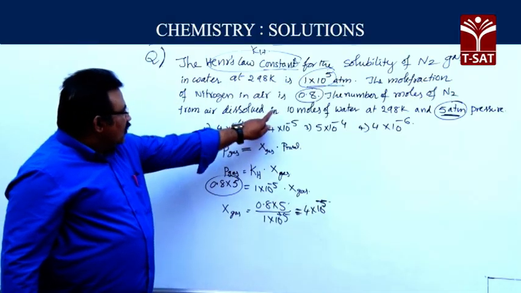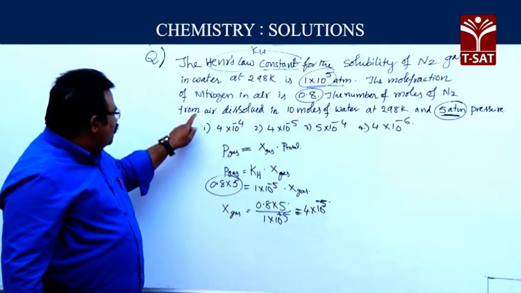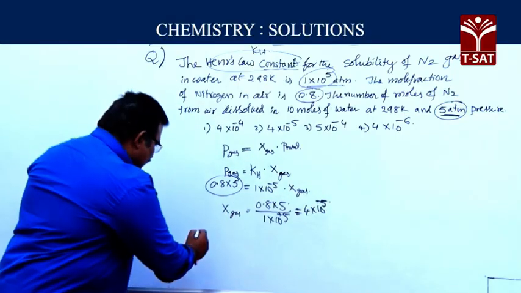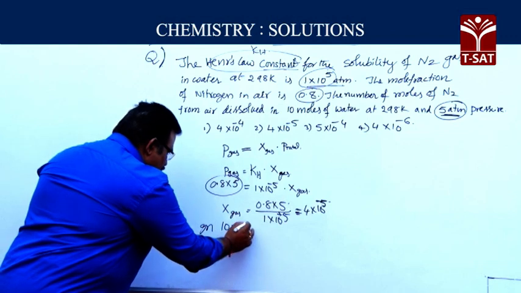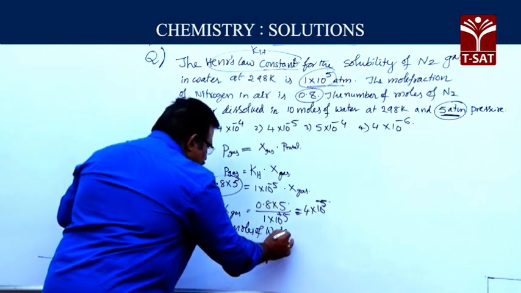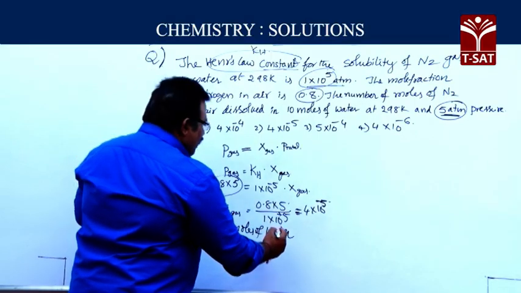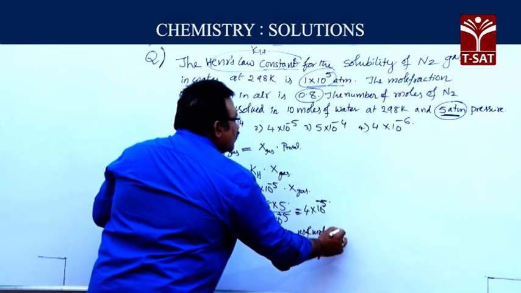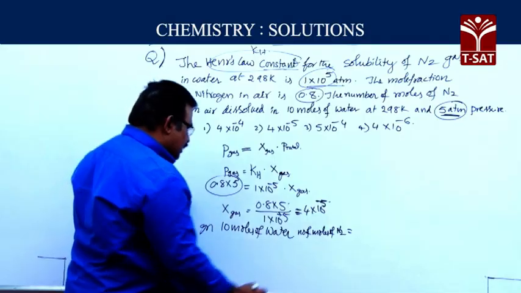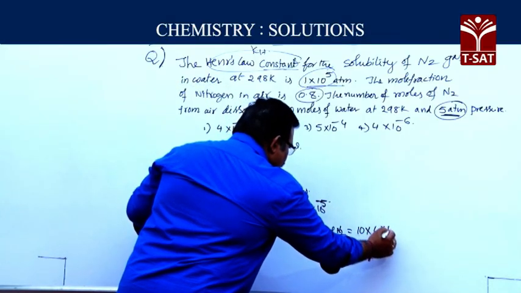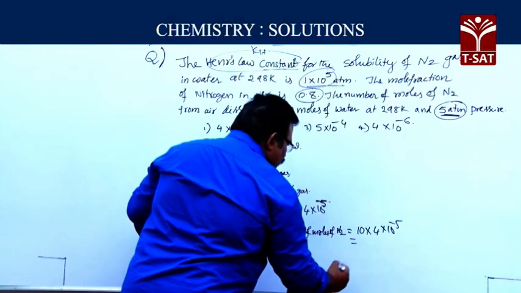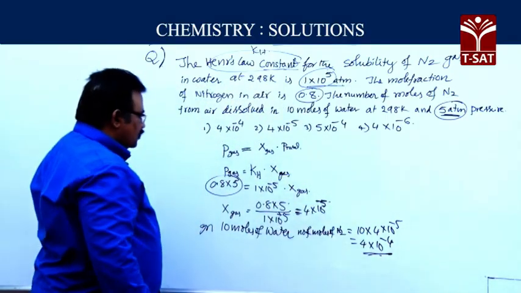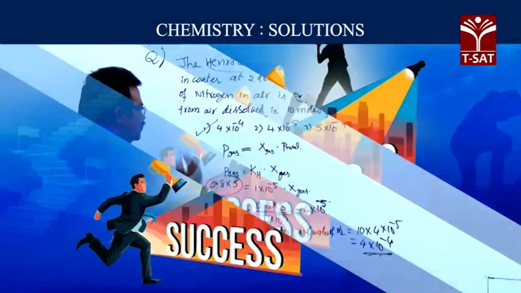Here, the number of moles of N2 from air dissolved in 10 moles of water is asked. This is per 1 mole. In 10 moles of water, the number of moles of N2 dissolved is equal to 10 into 4 into 10 power minus 5. That would be 4 into 10 power minus 4 moles. So, the first option is correct.